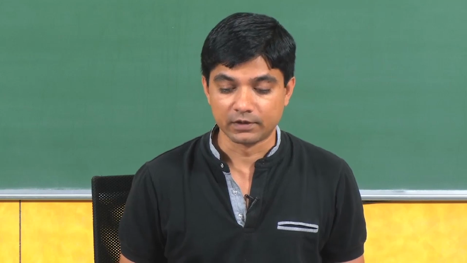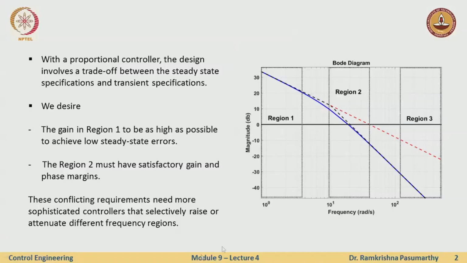Okay, in this last lecture on design using frequency domain methods, in particular the Bode plot, we will look at designing both lead and lag compensators. Just to recap what we did earlier: region 1 is a low frequency region where we want the gain to be as high as possible so that we have low steady state errors. In region 2, it should have some satisfactory gain and phase margin. This corresponds to the transient region, the steady state region, and the high frequency region.